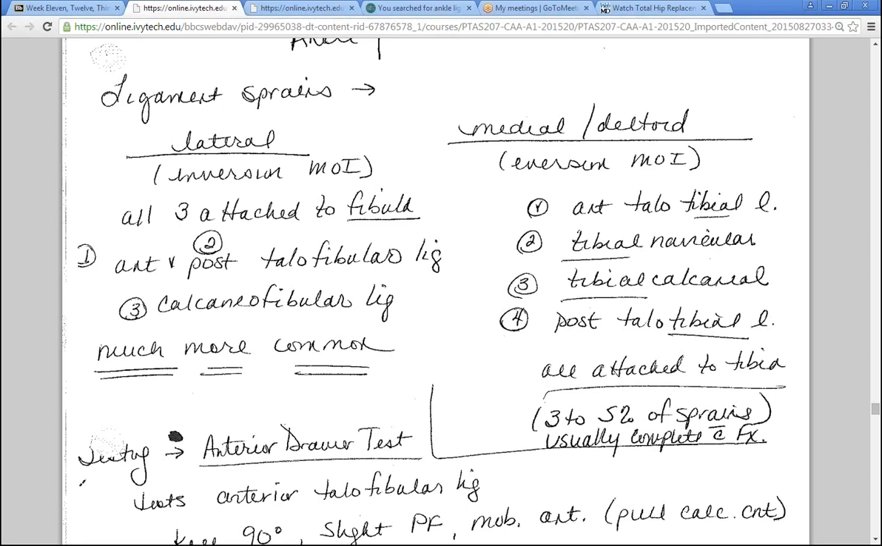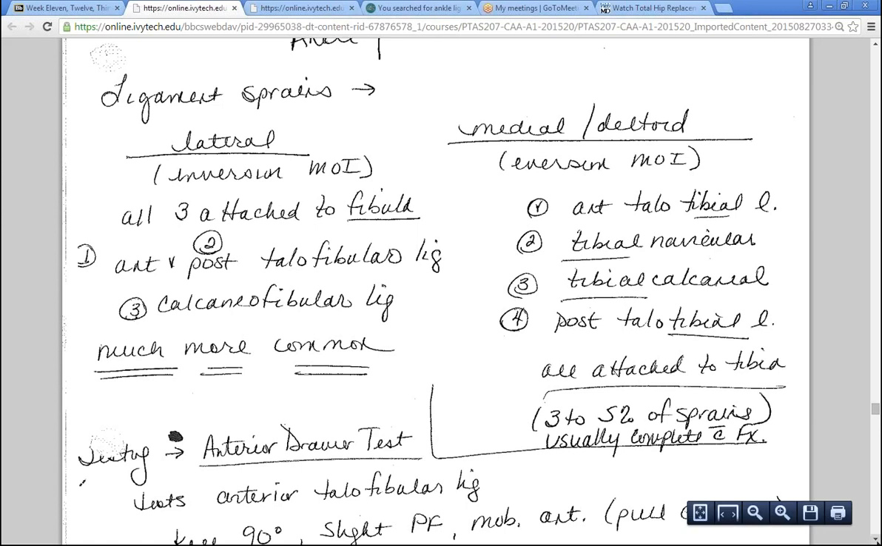The four ligaments, remember again, we have an anterior and posterior to the talus, so it's a talotibial. And then we have the other two, one to the navicular bone and one to the calcaneus. So the tibial navicular ligament and the tibial calcaneal ligament are our four. So remember that deltoid is actually referring to its shape, shaped like a triangle, but it is not telling you three-sided. It's saying there's four ligaments that together look like the shape of a triangle.